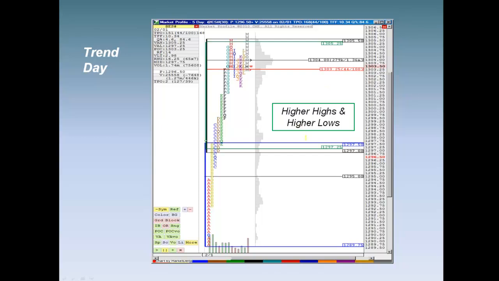All right, another common trait or characteristic of the trend day is the higher highs and the higher lows. And this is very easy. Look at period A, here's the low, here's the high. Look at period B, here's the low, here's the high. Period C, here's the low, here's the high. Higher highs and higher lows.